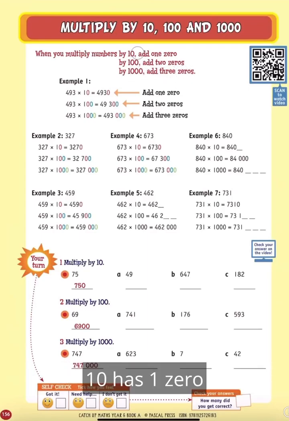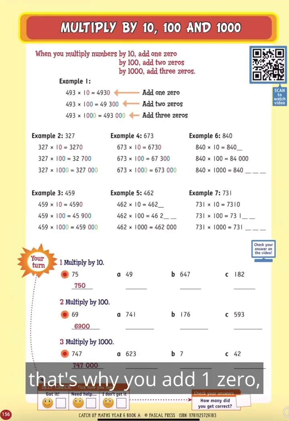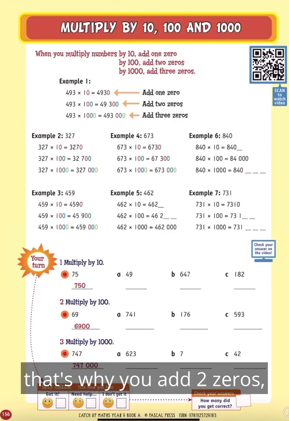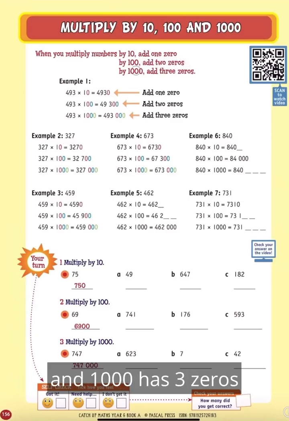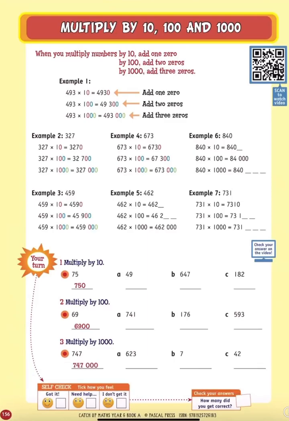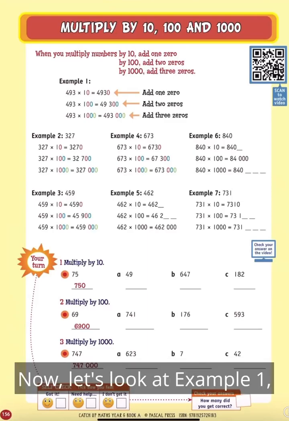10 has 1 zero, that's why you add 1 zero. 100 has 2 zeros, that's why you add 2 zeros. And 1000 has 3 zeros, that's why you add 3 zeros. Now let's look at example 1.